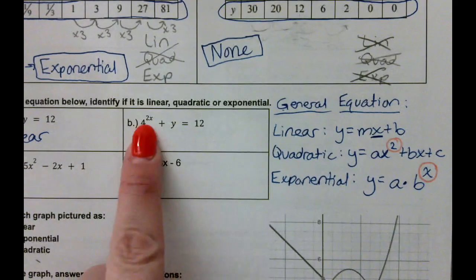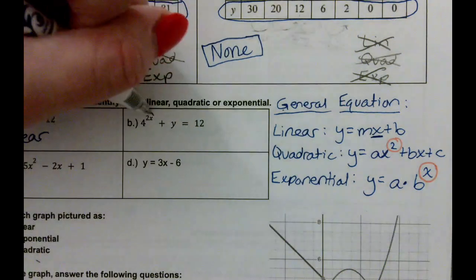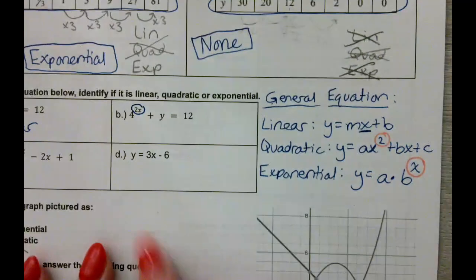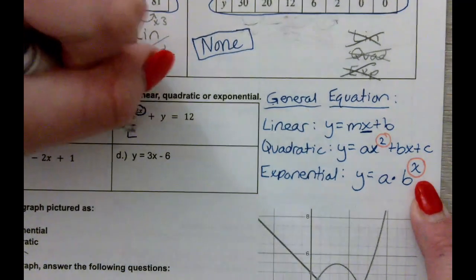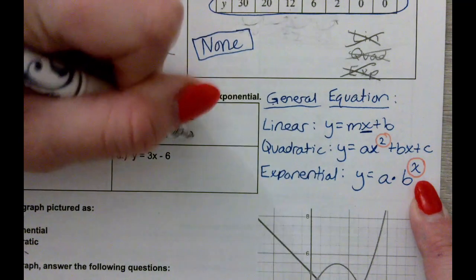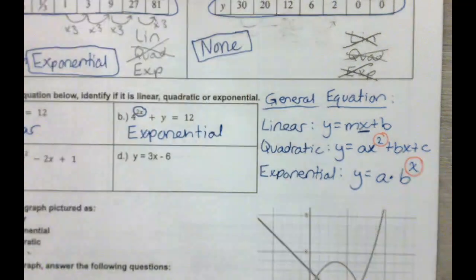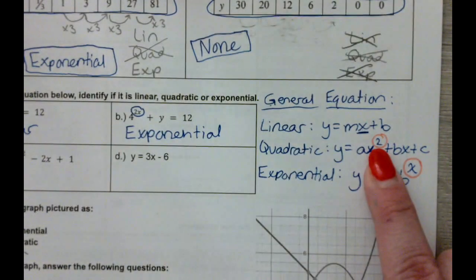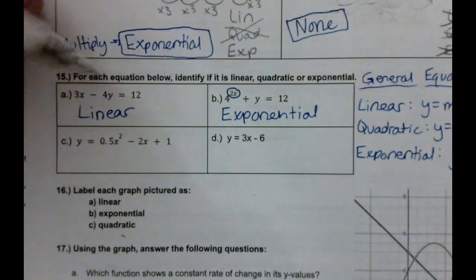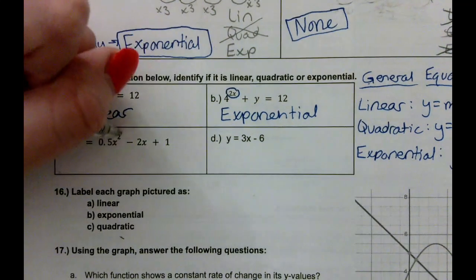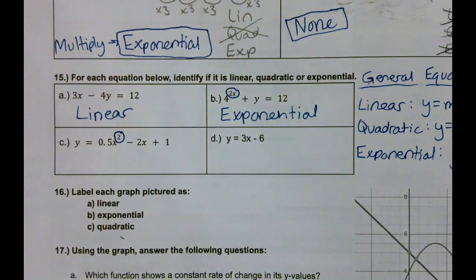B, 4 to the 2x. Now, I know it's 2x. Don't let that trip you. x is the exponent. This is exponential. Quadratic is when it's 2 and only 2. We have 2x. This is not quadratic. C, y equals 0.5x squared minus 2x plus 1. We have that x squared we need. This is quadratic.